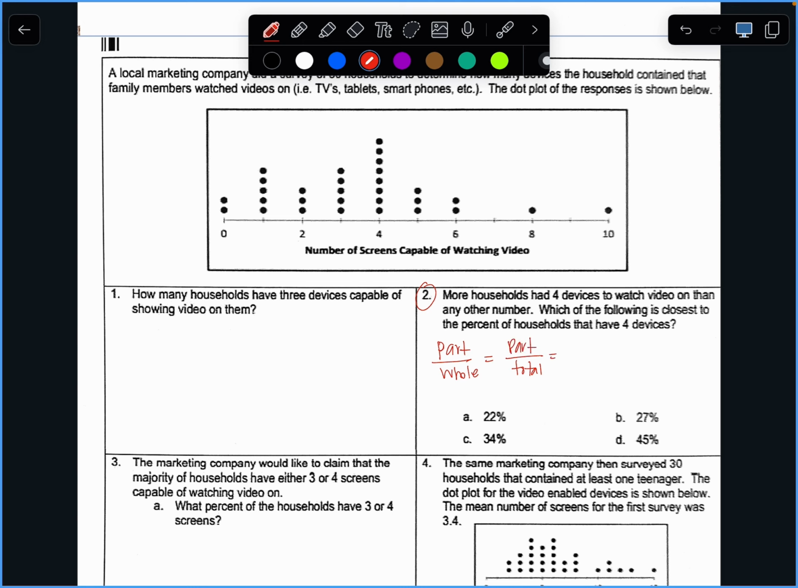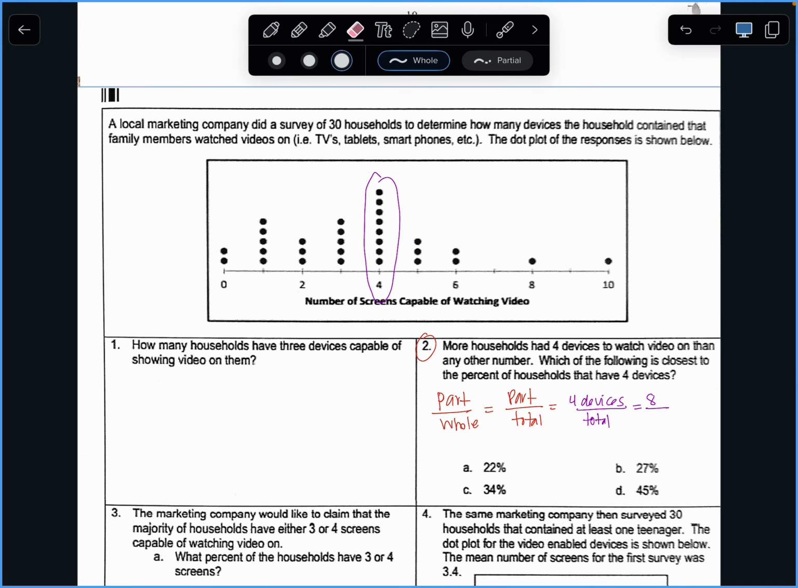So how many had 4 devices? I look here, 4 devices. I have 8 over what? What's the total number of devices? Do they tell you at the top? 30. So then you put it over 30 and you get a decimal and it ends up being B, if you round, approximately. Okay, so around there, right, it's repeating.